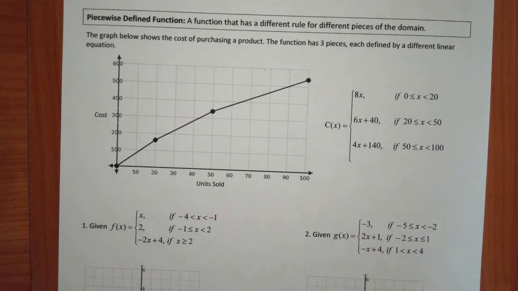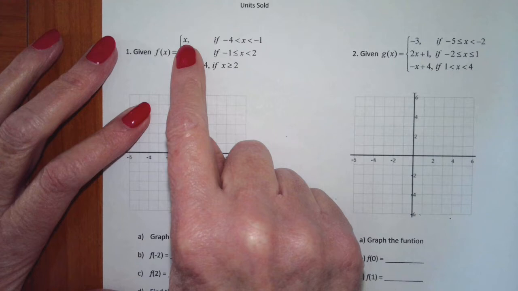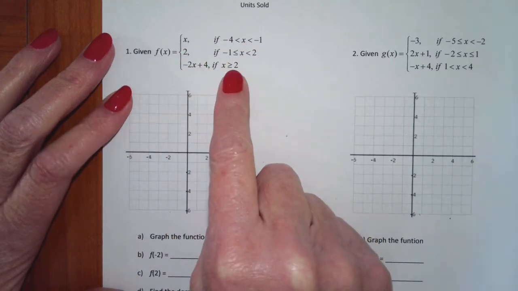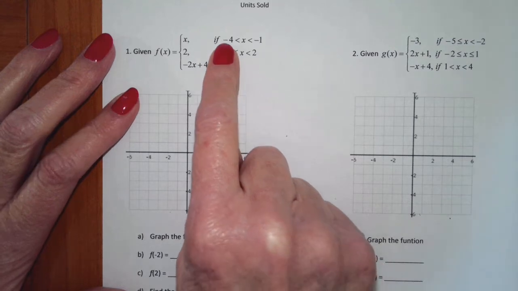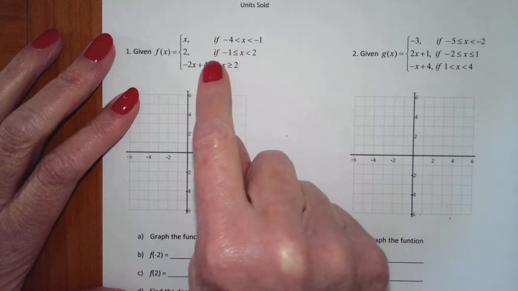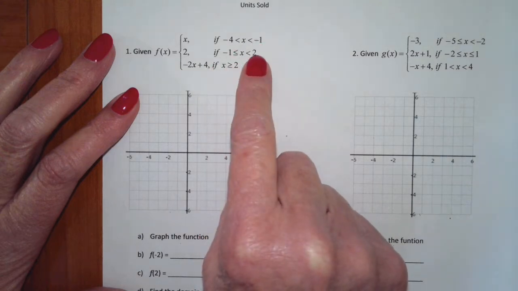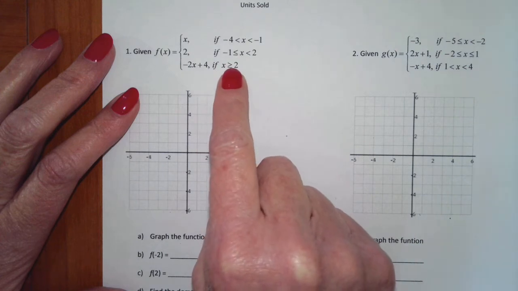And so now we are going to graph a couple of piecewise functions and just see how to do this. Okay, so on the left here, I'm given a piecewise function. It is defined in 3 different pieces. So you start at -4, go up to -1, and then it changes from -1 to 2, and then it changes again when x reaches 2.